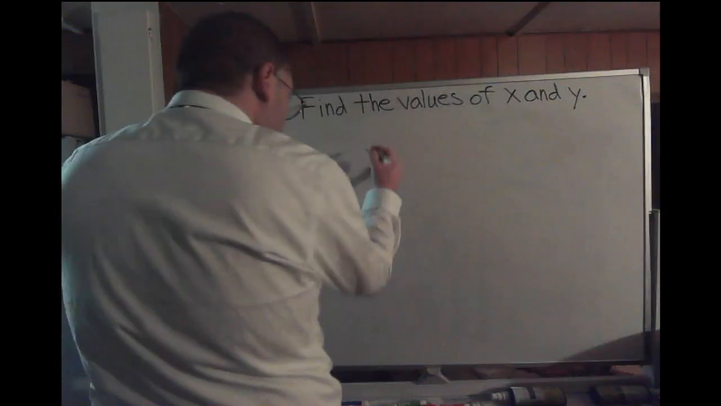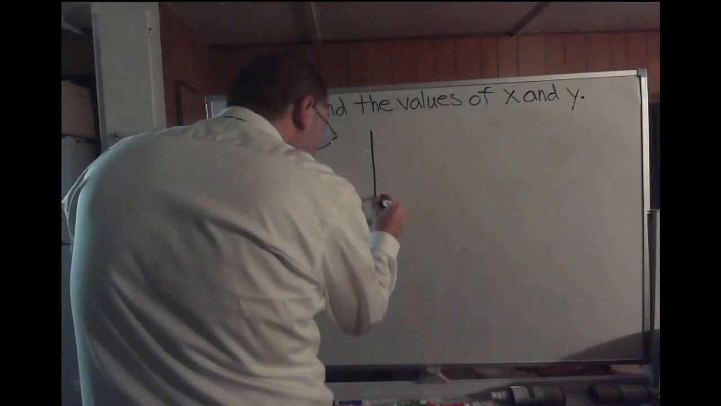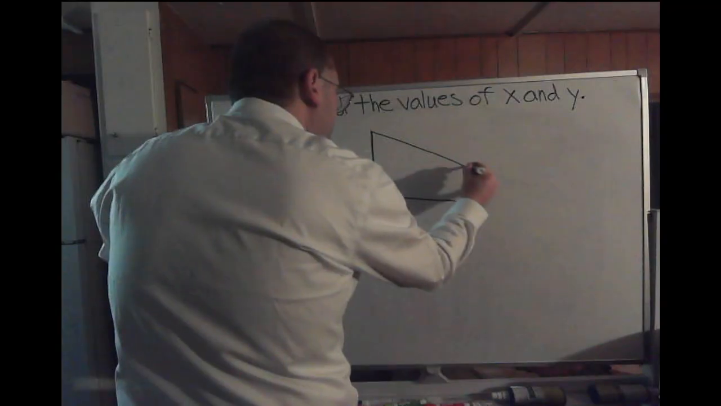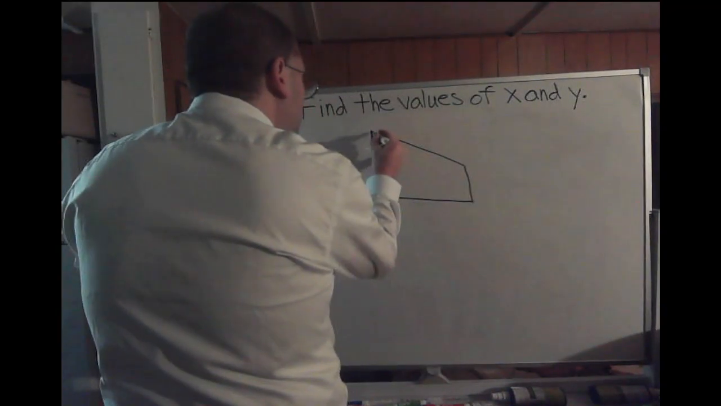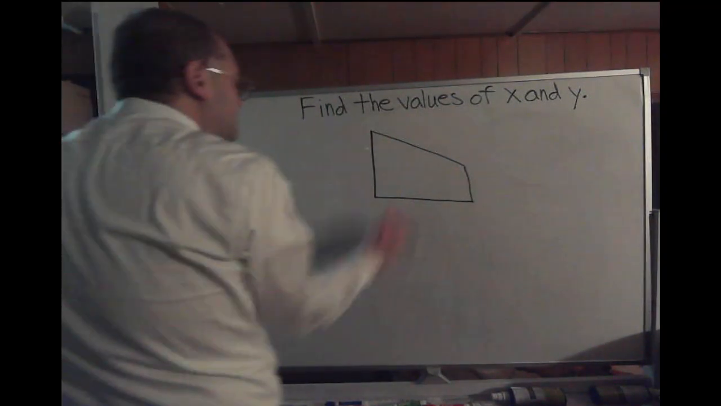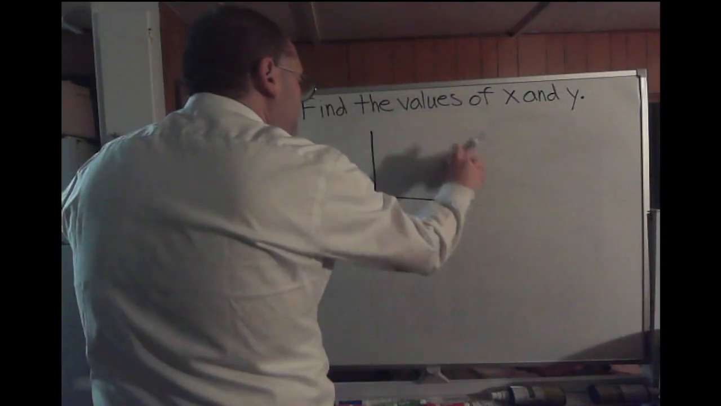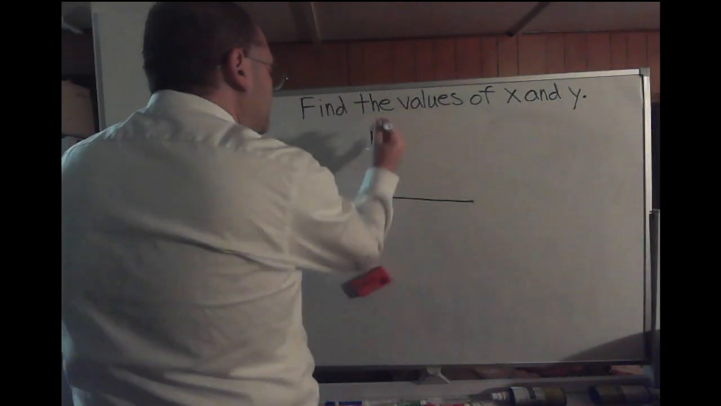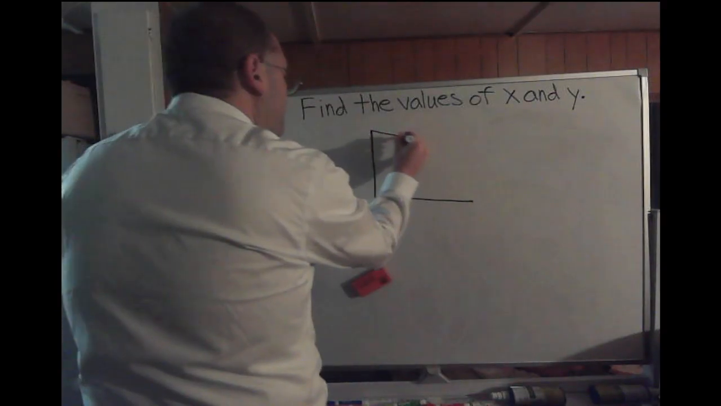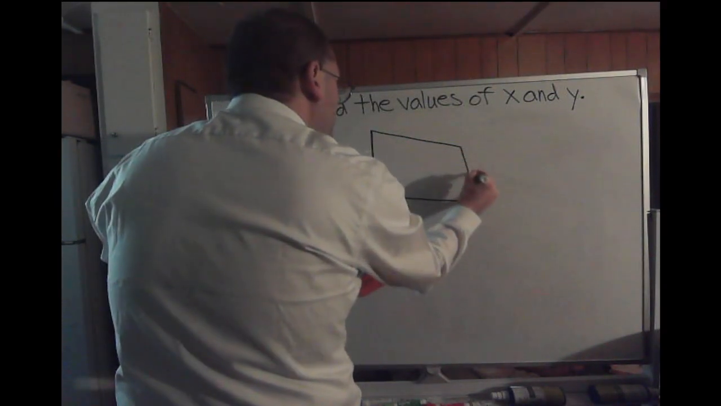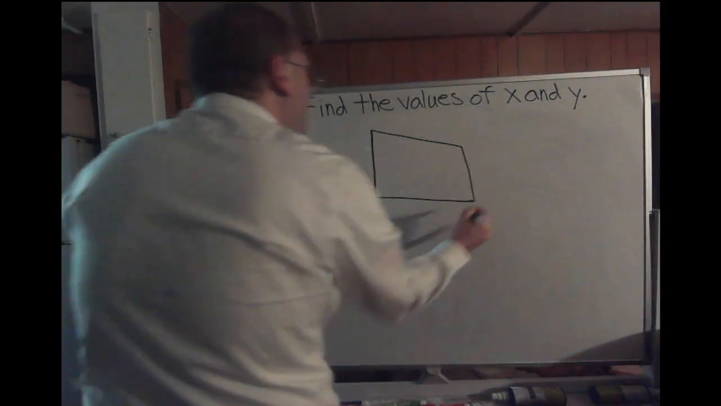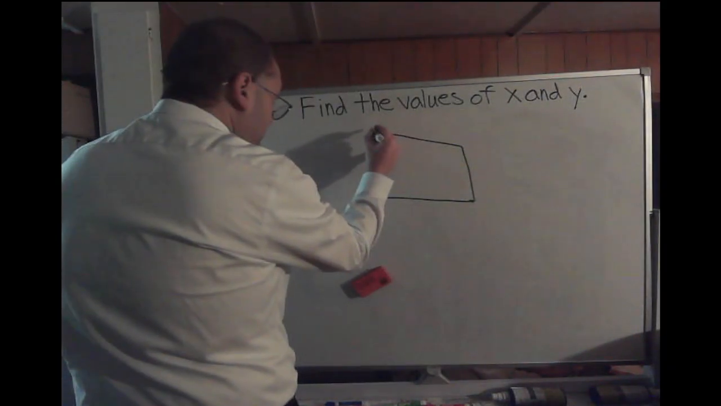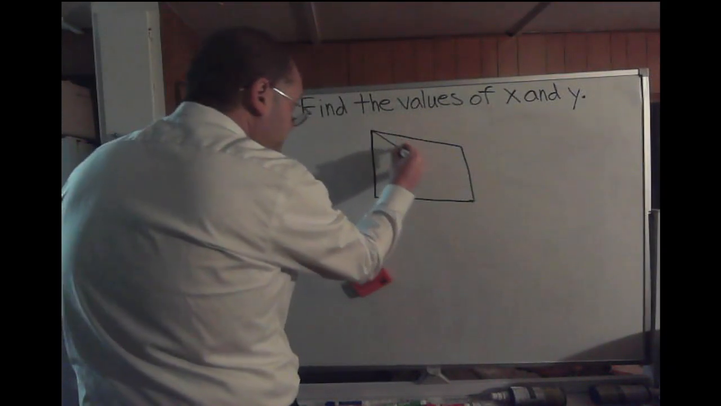Alright, let's draw this fine figure here. It's not quite that distorted. Hold on. I want to draw this a little more accurately. Okay. Oh yeah, there is a line intersecting through here.